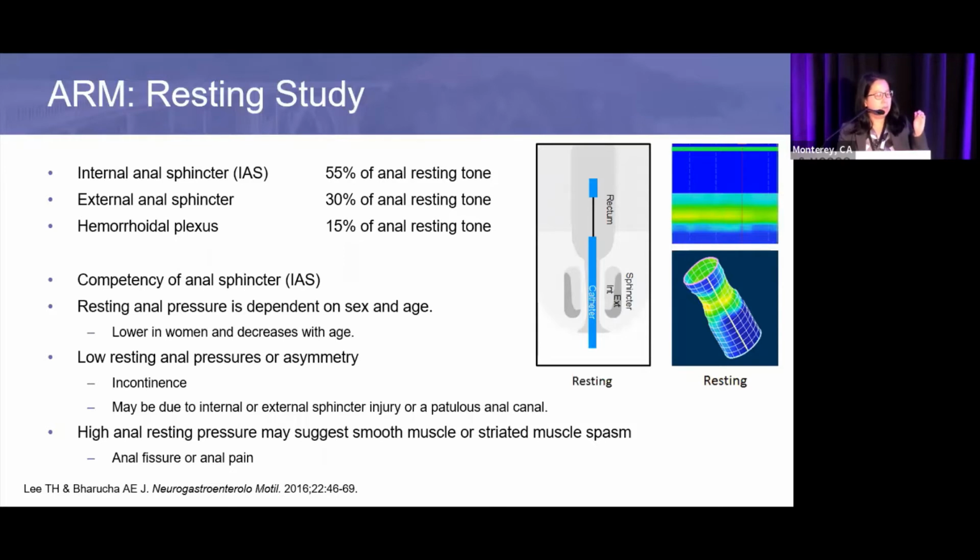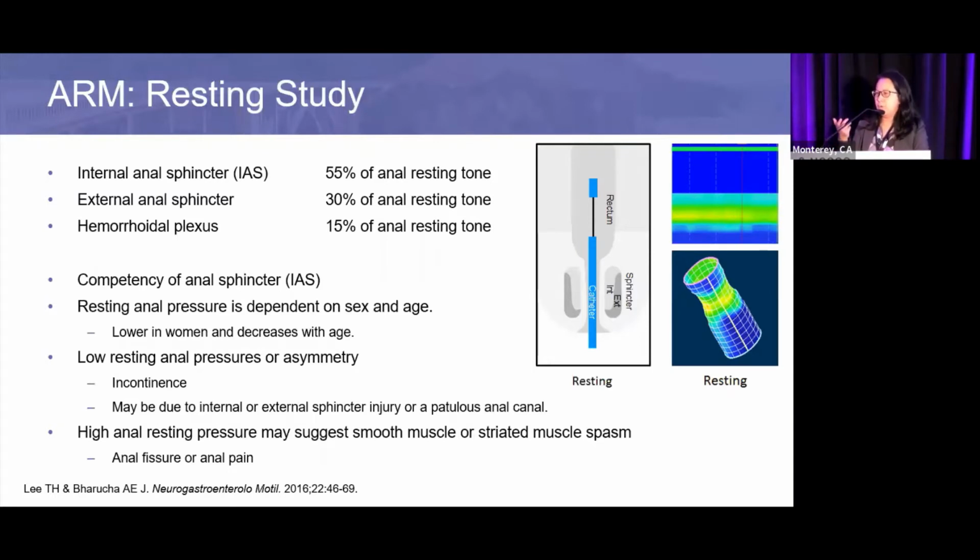When you have a low resting pressure or asymmetry of the actual muscle, patient can present with fecal incontinence. This may be due to both internal or external anal sphincter injury or patulous anal canal. Now, high anal resting pressure may suggest smooth or striated muscle spasm. So patient with anal fissure or anal pain, you might see that.